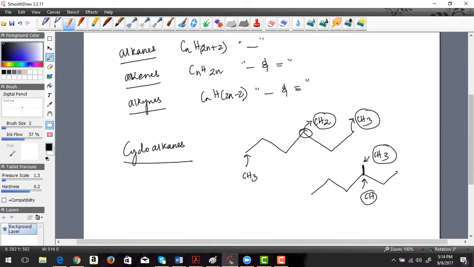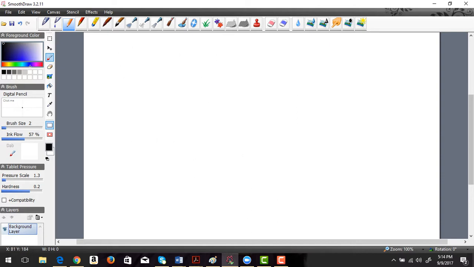Now cycloalkanes have only single bonds, but they have properties of a double bond. All right, so let's go look at it. Cycloalkanes have a general formula of CnH2n. I don't think I wrote my cycloalkanes very well. It looks almost like a cycloalkene. That is, if I have C5, I should have 10 hydrogens. If I have 6 carbons, I should have 12 hydrogens.